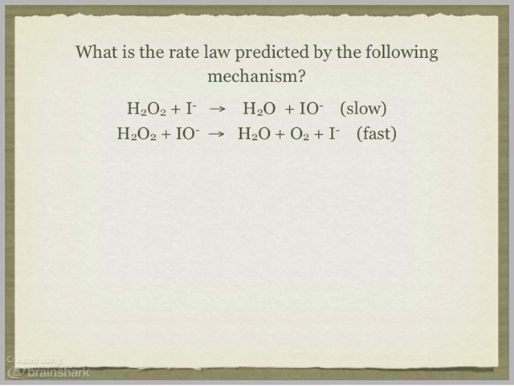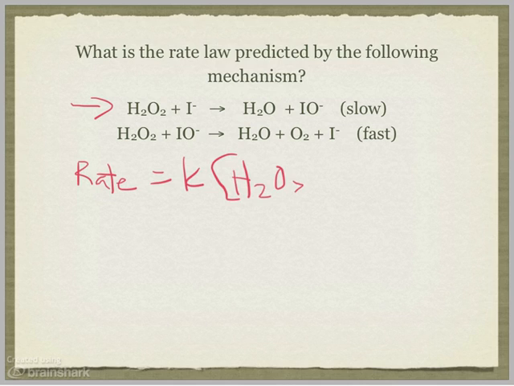So look to see what your slow step is. In this case, the very first step happens to be the slow step, and so you can actually determine your rate law from that. So rate equals k times the concentration of H2O2 and I negative.